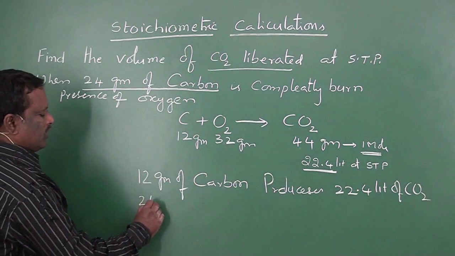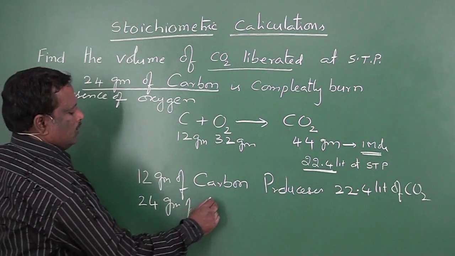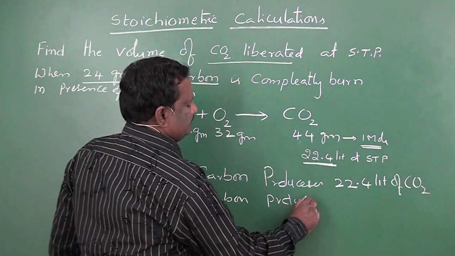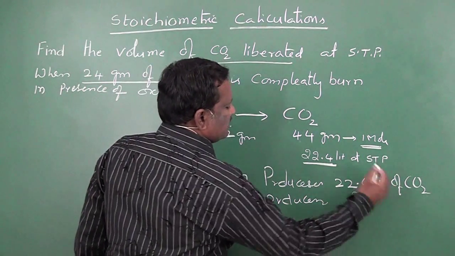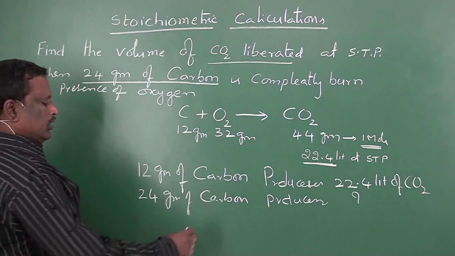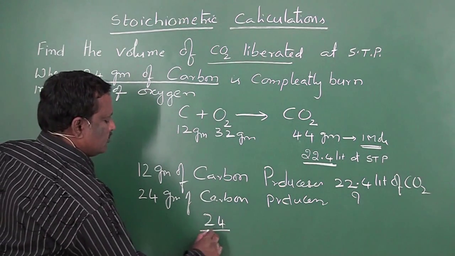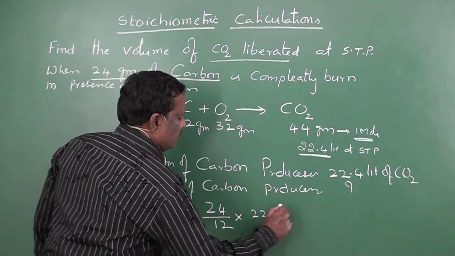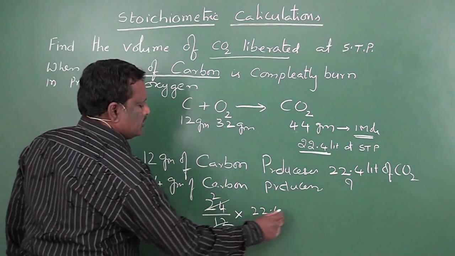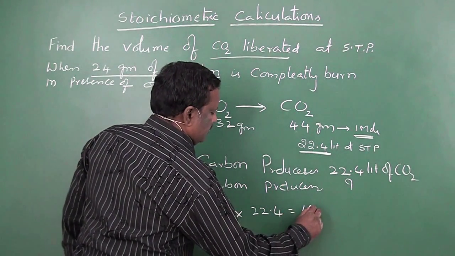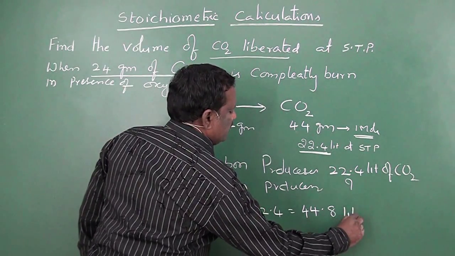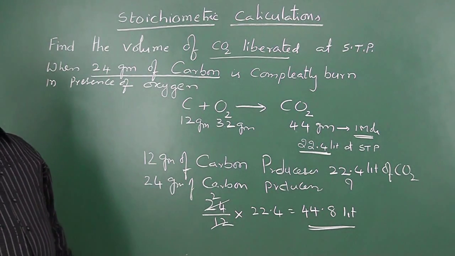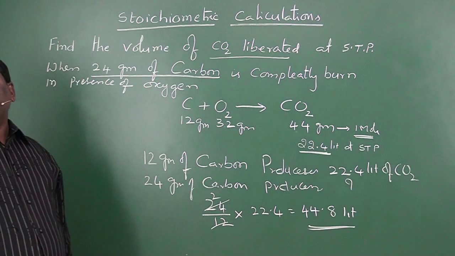Then 24 grams of carbon produces or liberates how many liters of CO2? So, it will be 24 by 12 into 22.4. So, it will be 2 times, so it will be 44.8 liters. This is the volume of CO2 at STP that was liberated when 24 grams of carbon was completely burned.